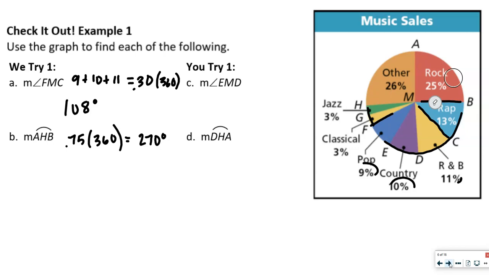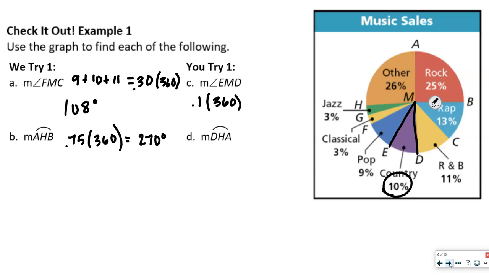All right, so I'm going to erase all this so we can go back to ground zero. Angle EMD. Angle EMD is right there, so that's our 10%. So that's 0.1 times our 360. So that's going to be equal to 36 degrees, right?